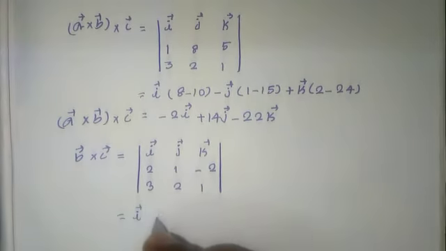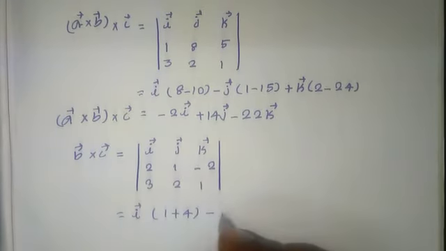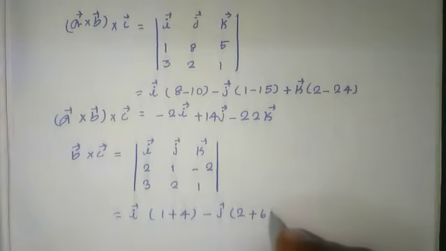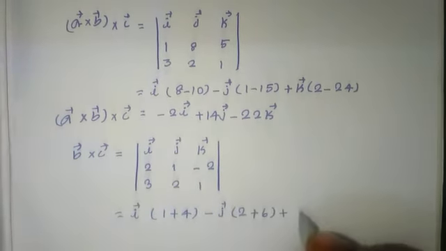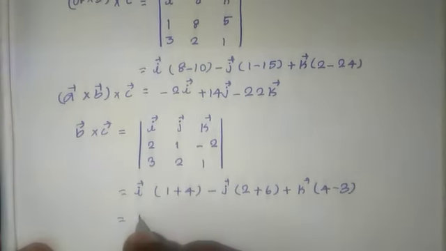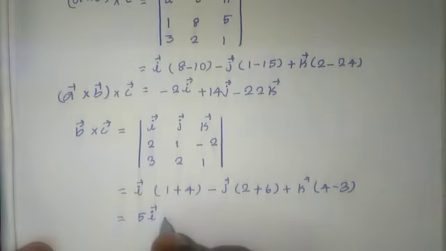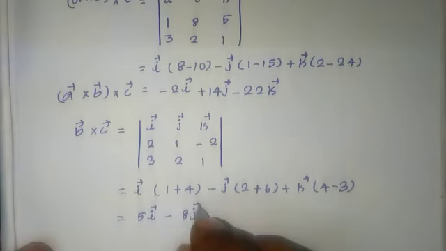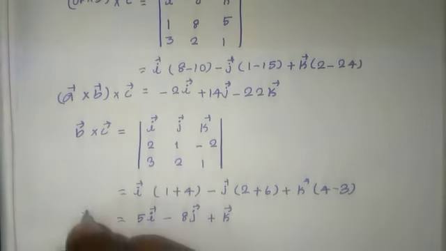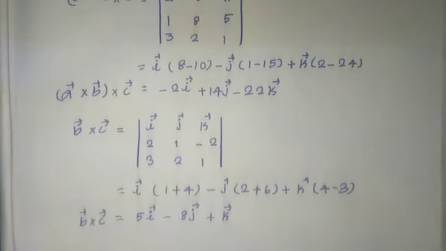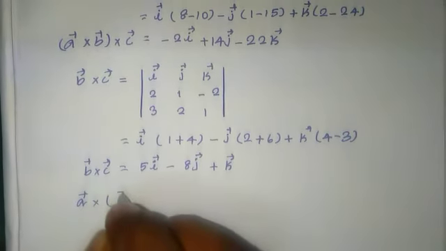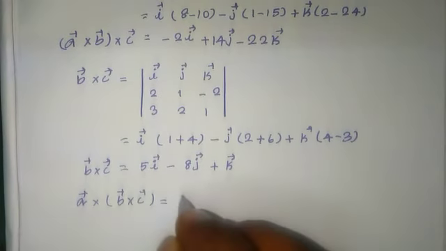That is i vector into 1 plus 4 minus j vector into 2 plus 6 plus k vector into 4 minus 3. That is 5 into i vector minus 8 into j vector plus k vector. That b vector cross c vector. So next நம்ம கண்டுபிடிக்க வேண்டியது என்ன? a vector cross b vector cross c vector.